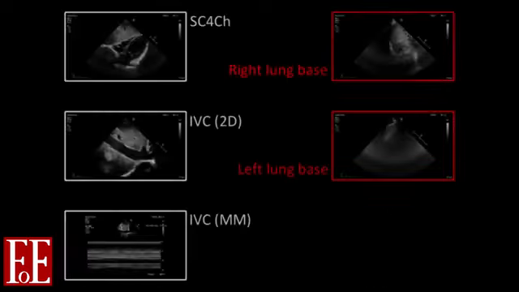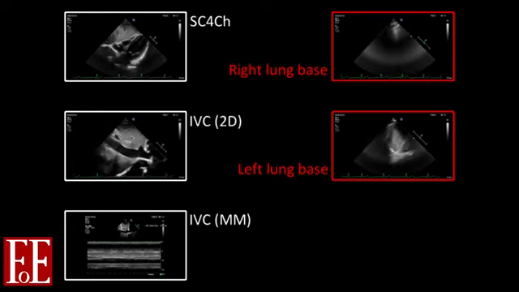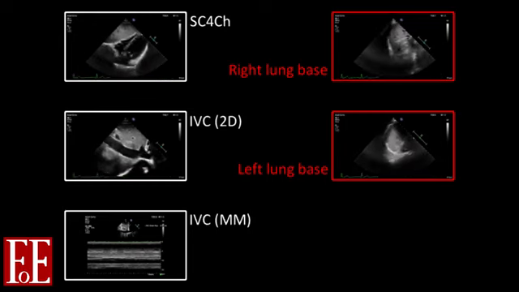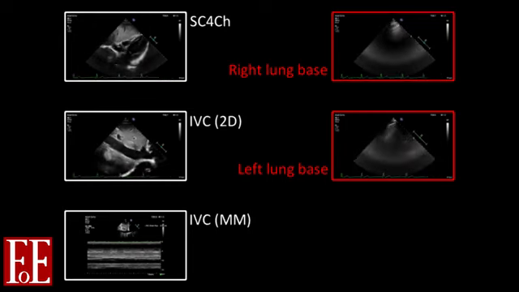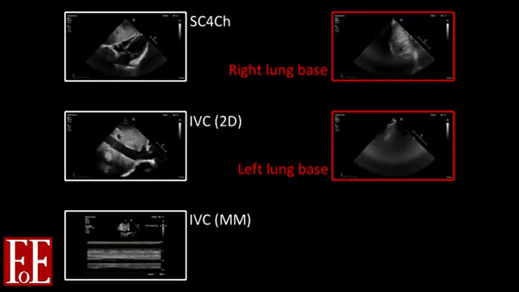To finish, we're going to place the probe just inferior to the xiphisternum and capture the subcostal four-chamber view, and then we're going to rotate the probe anti-clockwise 90 degrees to visualise the IVC, and we're going to make an M-mode measurement of the IVC. If you want, you can then use the same probe to go and have a look at the lung bases on the right and left-hand sides.